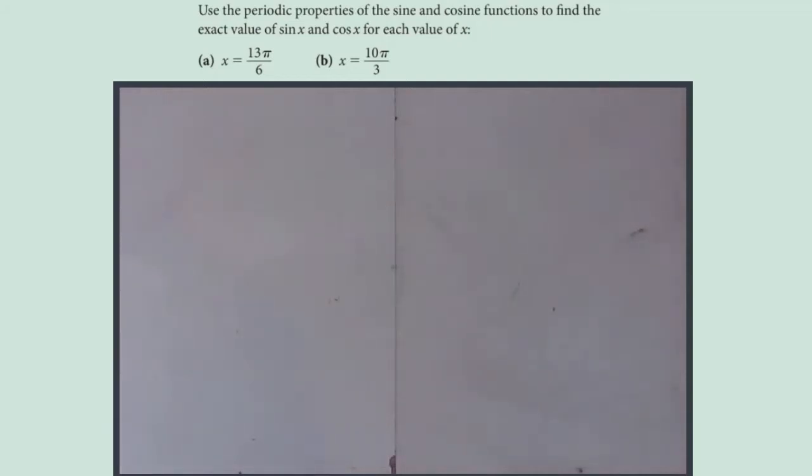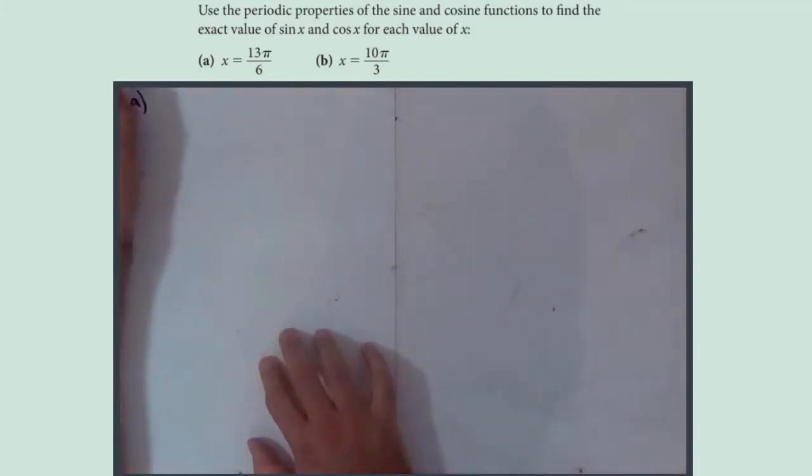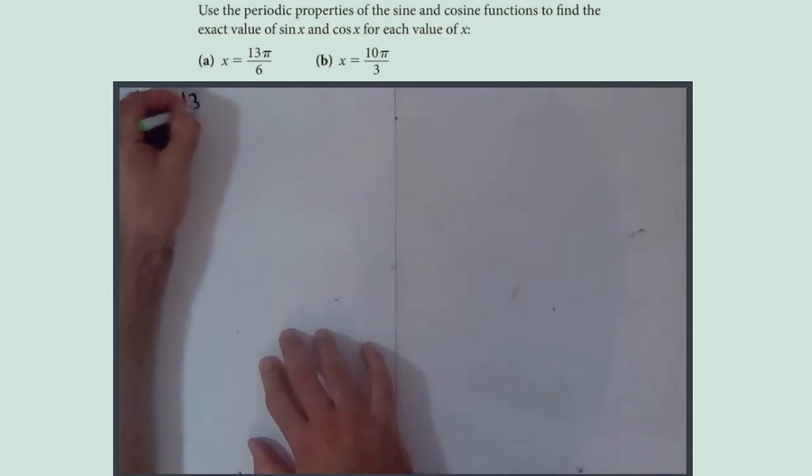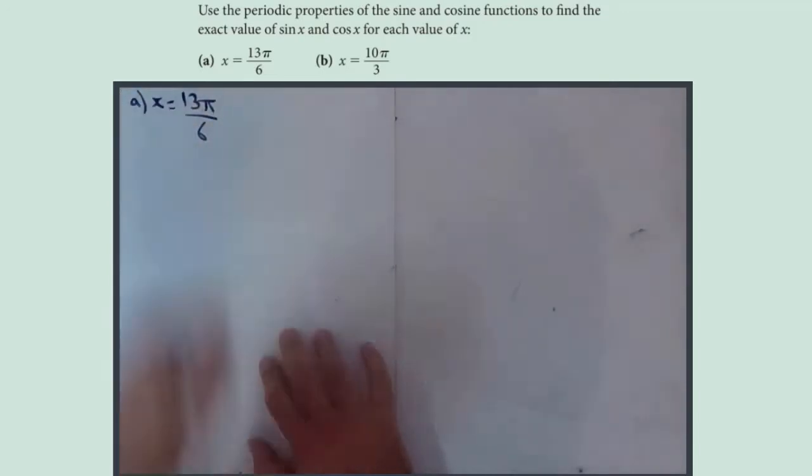Use the periodic properties of the sine and cosine functions to find the exact value of sine x and cos x for each value of x. So we're going to do it for 13 pi over 6 and 10 pi over 3. So if we have x equals 13 pi over 6.